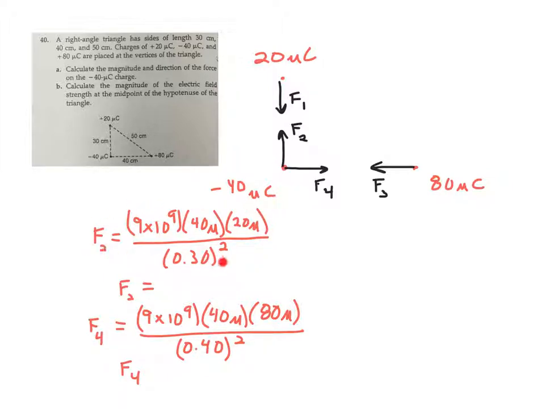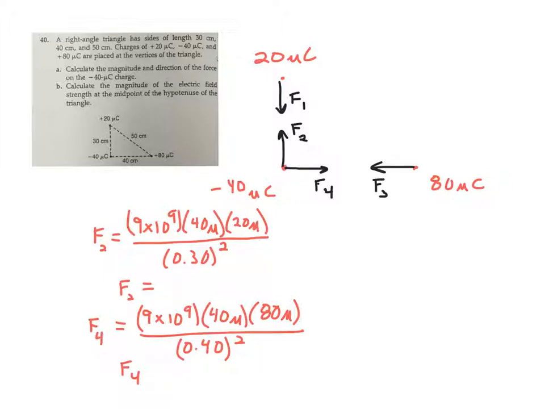F equals kqq over the distance squared, which is 30 centimeters. And I'm looking at F2, but F1 would be the same magnitude, but we don't really care. I drew F sub 1 because they come in pairs, but I really don't care about F sub 2.